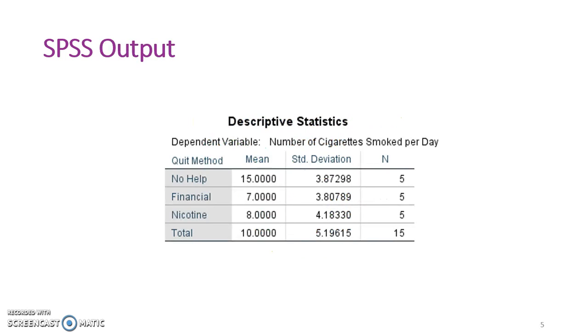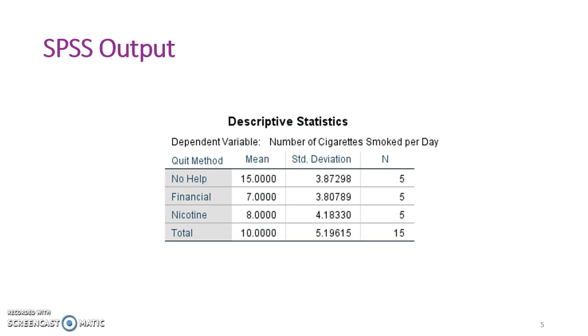So the first output that we get are the descriptive statistics. The dependent variable is listed as number of cigarettes smoked per day, and they're giving us the descriptives broken out by the groups of the predictor. They're also giving us the overall descriptives as well. In the first column, where it says quit method, it lists the three types of quit methods: no help, financial, or nicotine, and then also total. And total is saying that this is collapsed over the three groups.